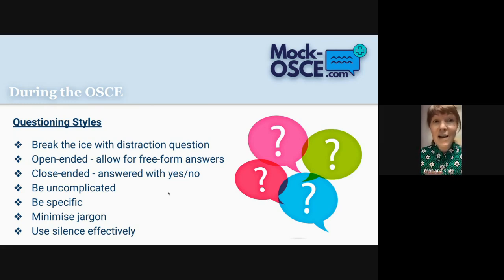So using these highfalutin, complicated medical terms creates a sense of confusion, uneasiness, and fear, because your patient might think, oh my goodness, what do I have? And it could be something very, very simple that you're trying to explain. So minimize jargon and use colloquial language with your patient.